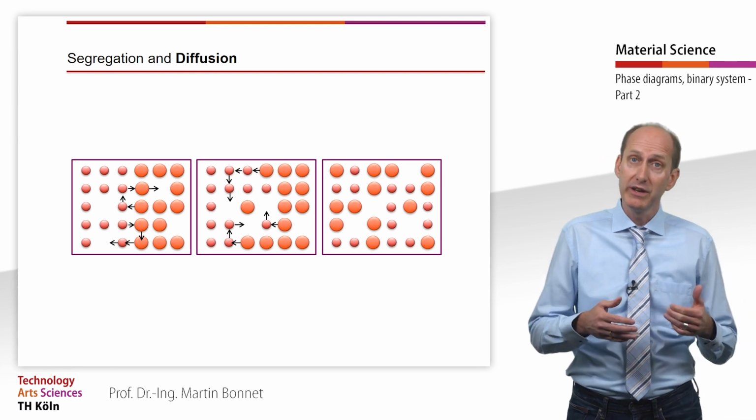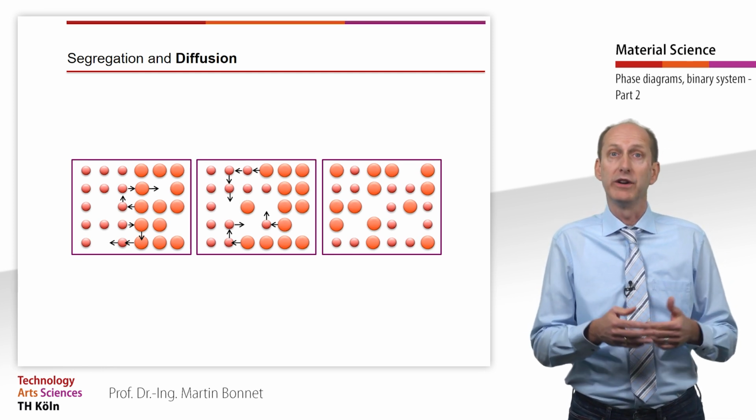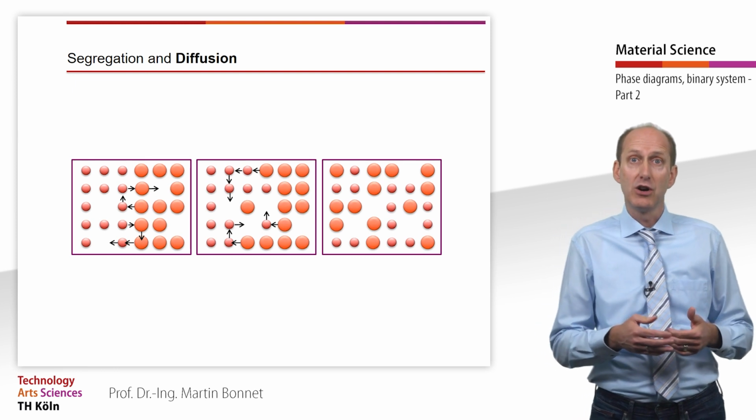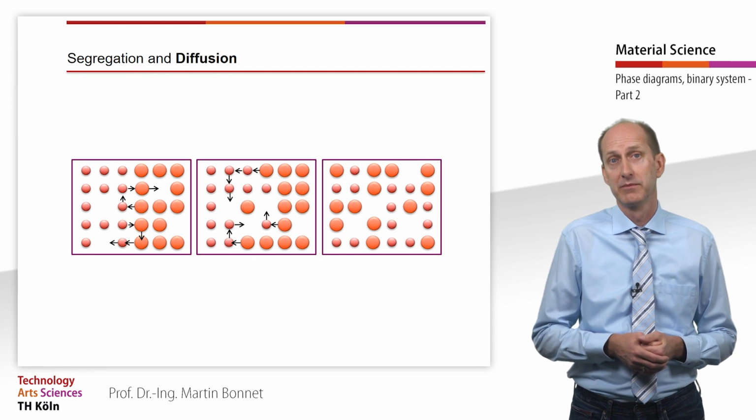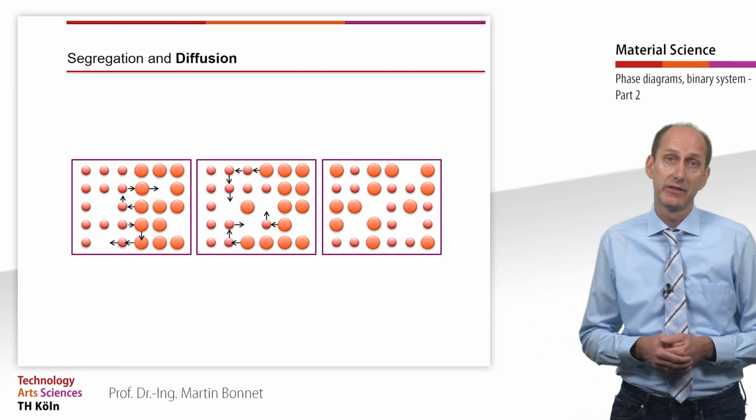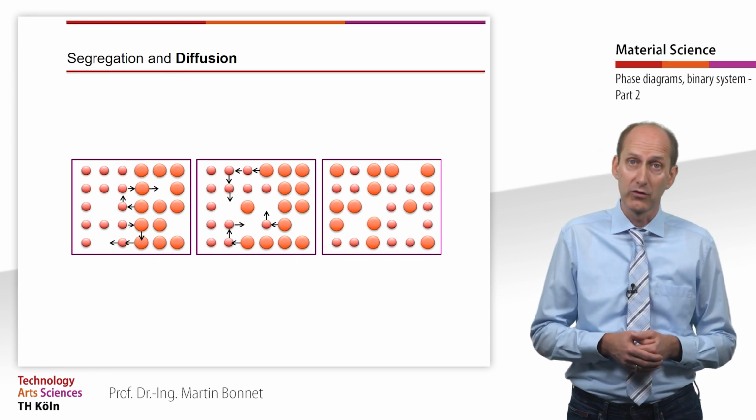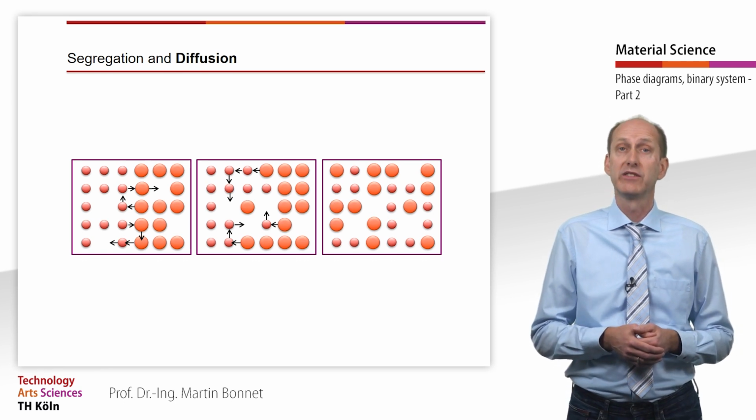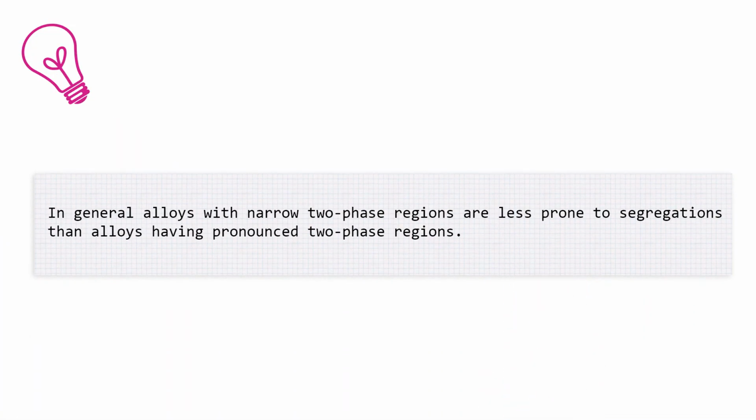Here, the predominant mechanism is a change of position with adjacent voids, as a change of an atom to an interstitial site would require much more energy. At technical cooling rates, the equilibrium cannot be reached. This results in unwanted segregation effects, referred to as liquations. In general, alloys with narrow two-phase regions are less prone to segregations than alloys having pronounced two-phase regions.